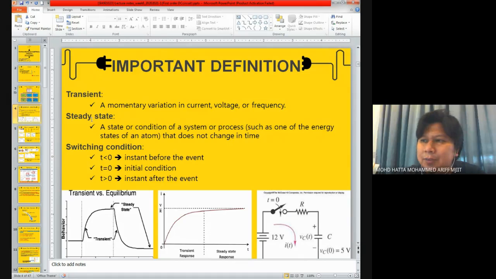However, for steady state, what do you mean by steady state? A state or condition of a system or process, such as one of the energy states of an atom, that does not change in time. So the second phase over here is considered as a steady state response. Ideally, we should have something constant over here. However, if you look at the response of capacitors and inductors, the constant value should be towards the end, towards t equals infinity. So here is still something which you call transient response, if you want to be very ideal.